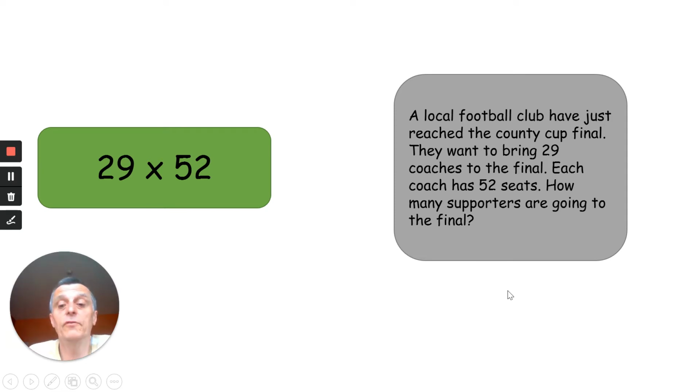The only difference was that the one on the right, the one with the words, does not tell us explicitly what it is we need to do. We have to decide what maths we're going to do. So I would say that is a problem-solving question.